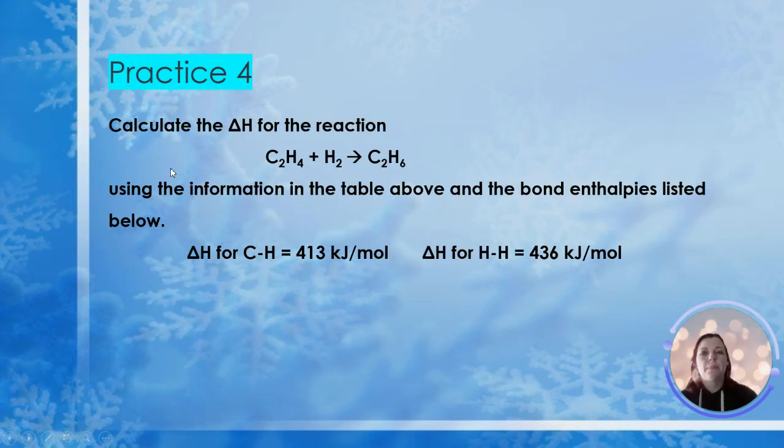So let's look at a practice. Calculate the delta H for the reaction C2H4 plus H2 yields C2H6 using the information in the table above. That was the information from the previous slide, and the bond enthalpies listed below. So here is your delta H for a carbon-hydrogen single bond and your delta H for a hydrogen-hydrogen single bond.